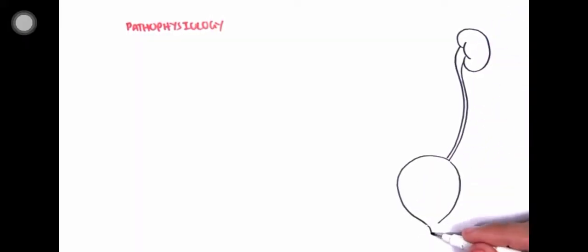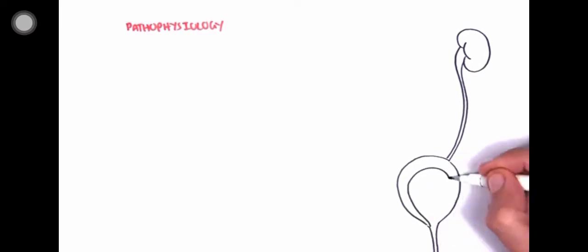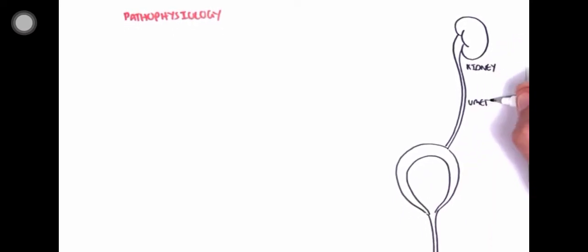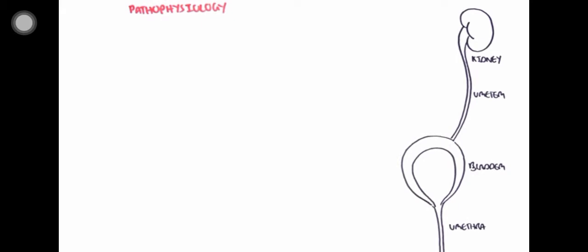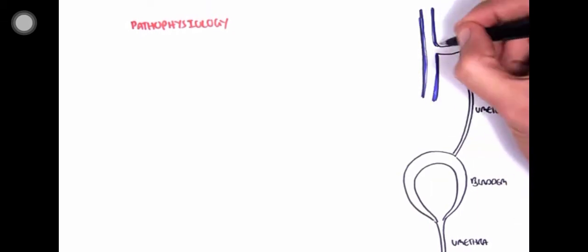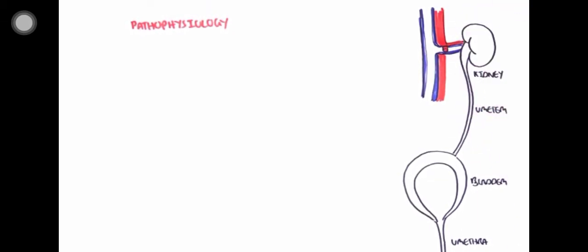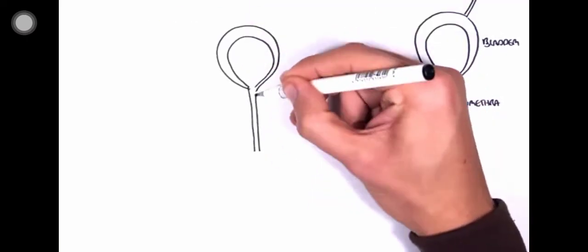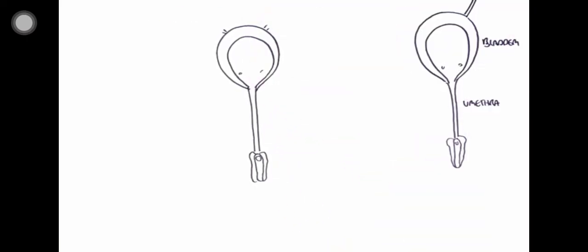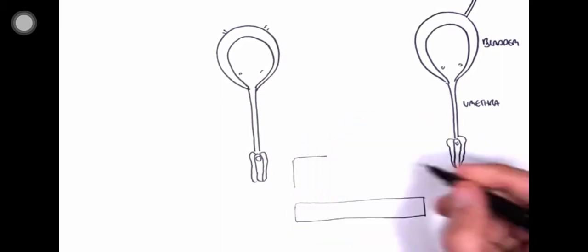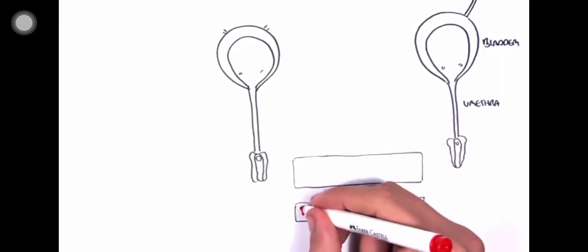Let's look at the pathophysiology. Here again is the kidney, the ureter, the bladder, the urethra. Here we have the inferior vena cava, and the renal vein comes from the kidney and enters the inferior vena cava. Behind the inferior vena cava, we have the descending aorta, which will supply the kidneys with the branching renal artery. So what initially happens, one, is contamination.